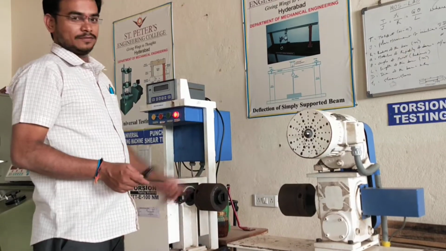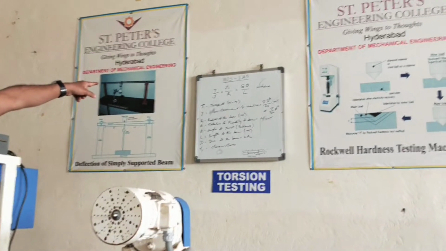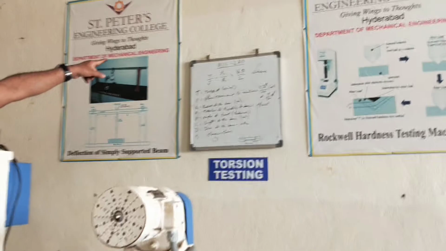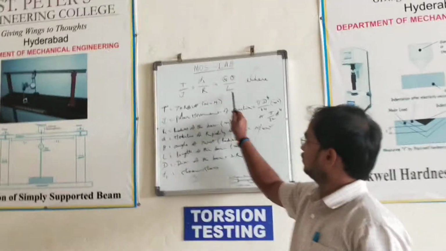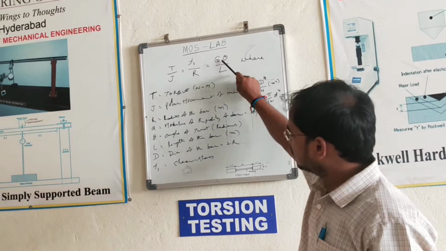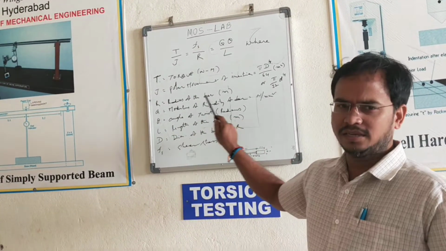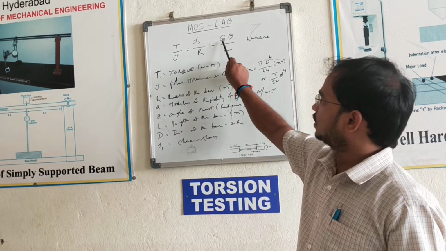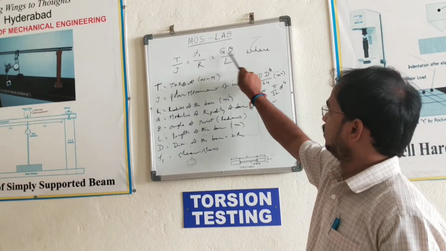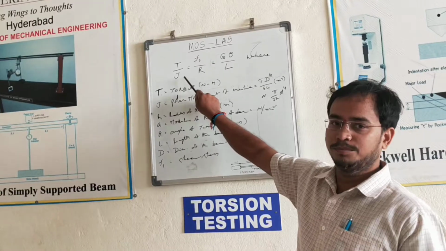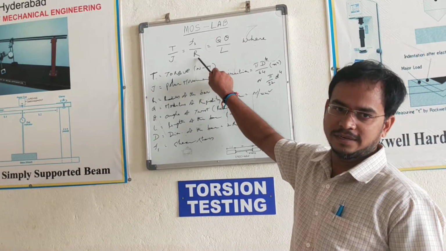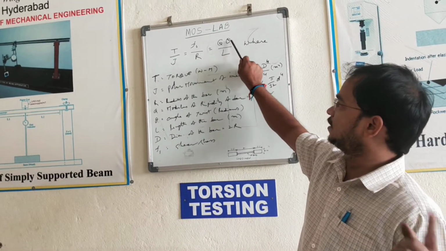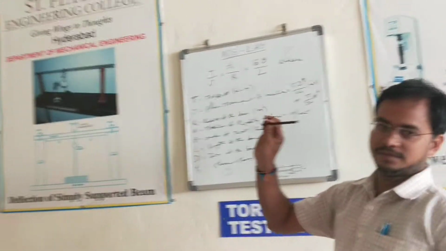You know the famous equation, T by J is equals to Fs by R is equals to G theta by L. By using this equation, we are going to find out G. What is this G? Here G is the modulus of rigidity. In different textbooks, you will find different letters for this one. It can be G, C, or N. Here T is the torque, J is the polar moment of inertia, Fs is the shear stress, R is the equivalent radius, G is the modulus of rigidity, theta is the angle of twist, and L is the length of the given specimen.